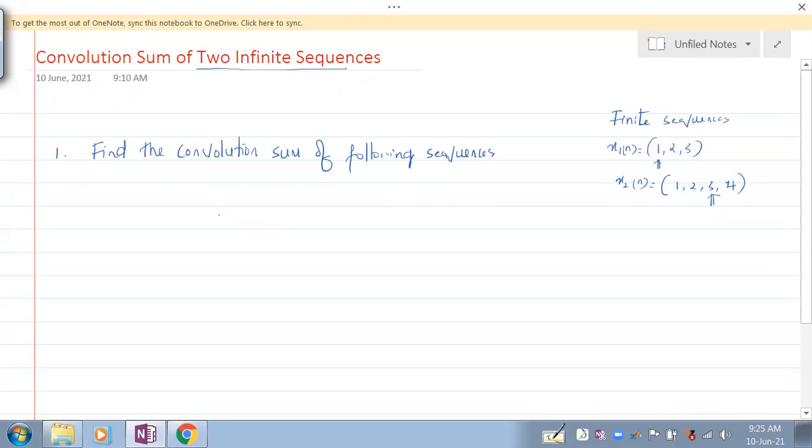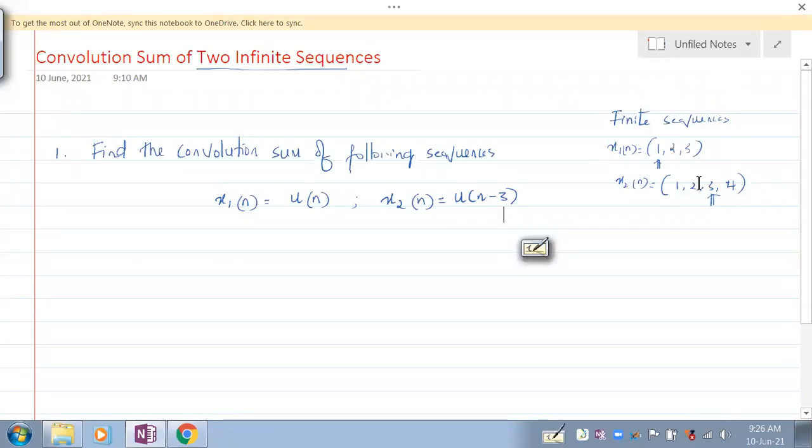See here, x1 of n is equal to u of n and x2 of n is equal to u of n minus 3. Understand? Now these signals have been given in terms of the unit step function, and the unit step function is what? An infinite function.